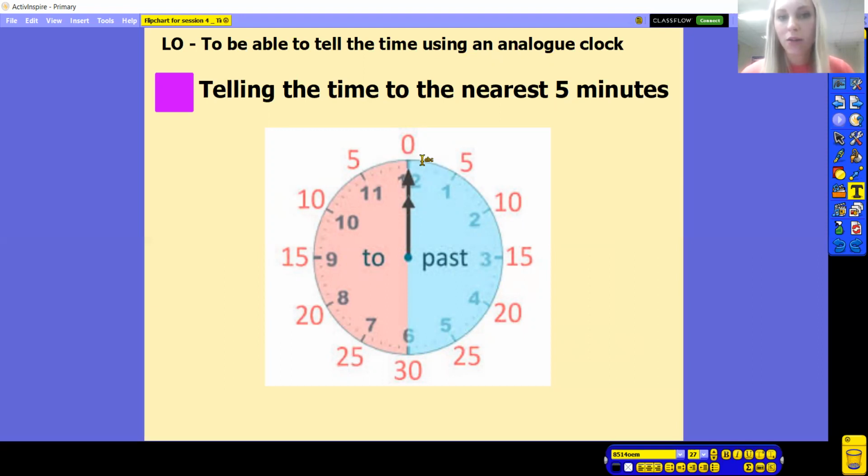And we can see that there are 1, 2, 3, 4, 5 minutes between each hour number. Okay, so what that means is when we want to tell the time to the nearest 5 minutes, we can count in 5s to be able to work out what the time is when it's not 2:15, 2:30, 2:45, or 2:00.